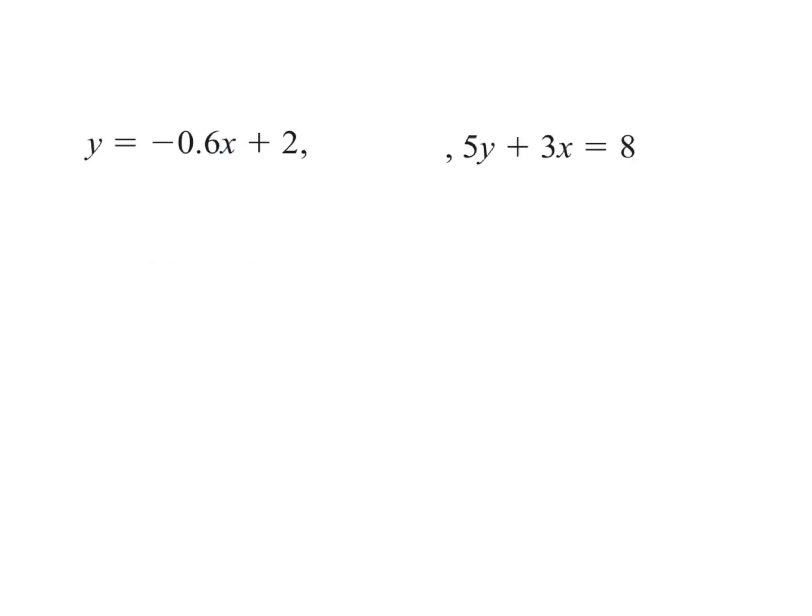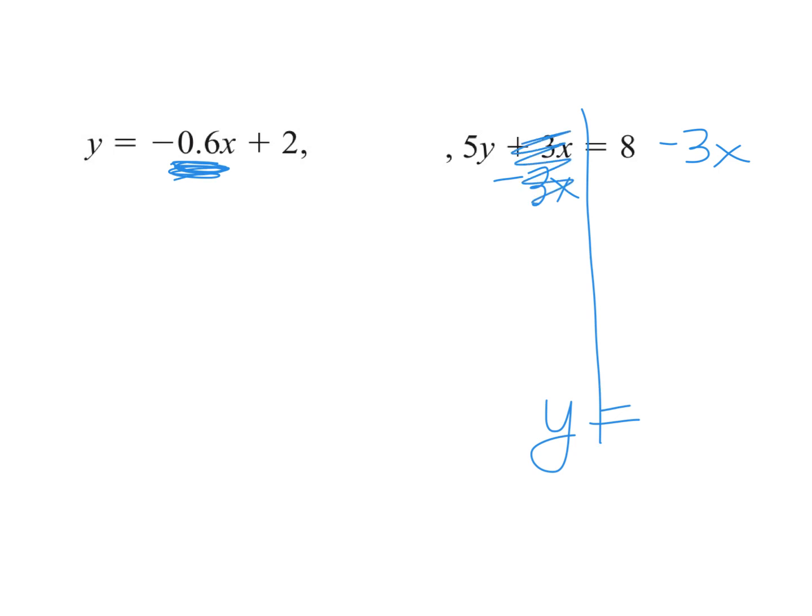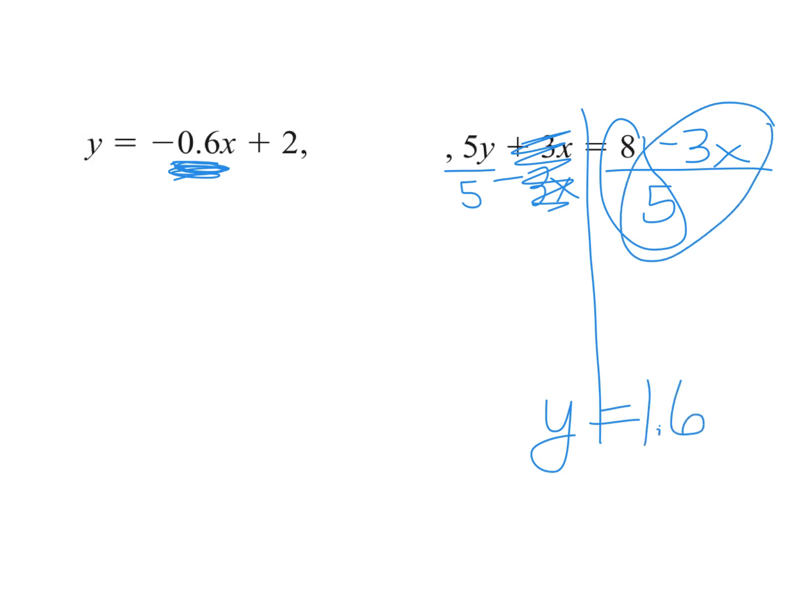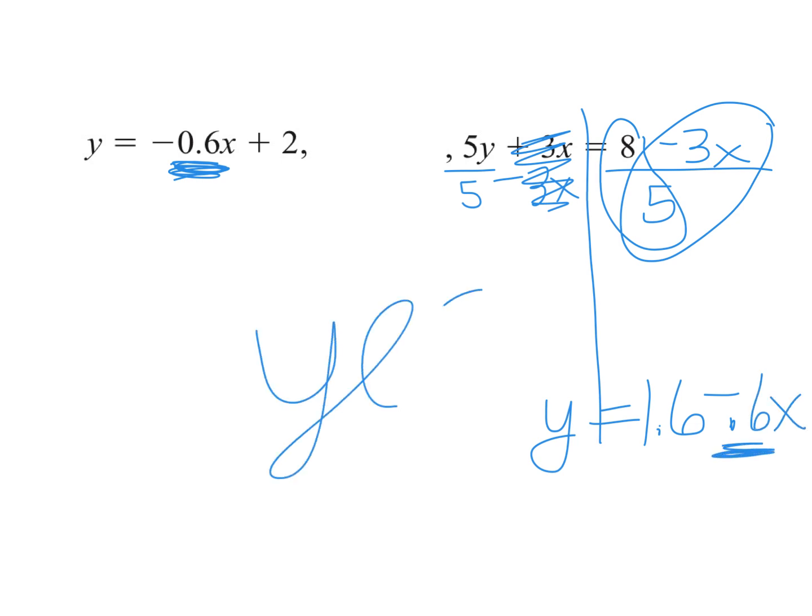Okay, and last ones to check. This one's in slope-intercept, so I know the slope is -0.6. And this one I'll have to solve for y. So I'm first going to subtract 3 x's from both sides. And then I'll divide everything by 5. 8 divided by 5 is 1.6. And -3 divided by 5 is -0.6. And since that's with the x, that's the slope, and that's a match. So yes, those are parallel.